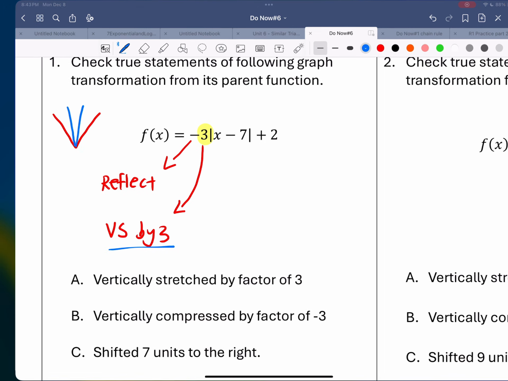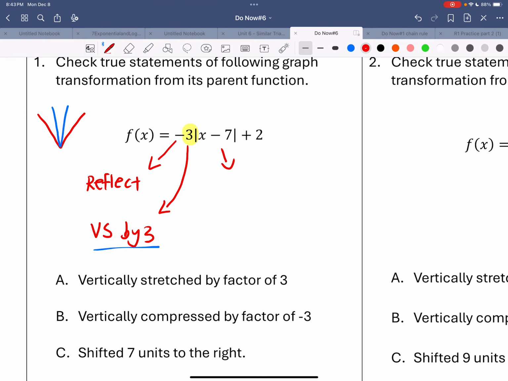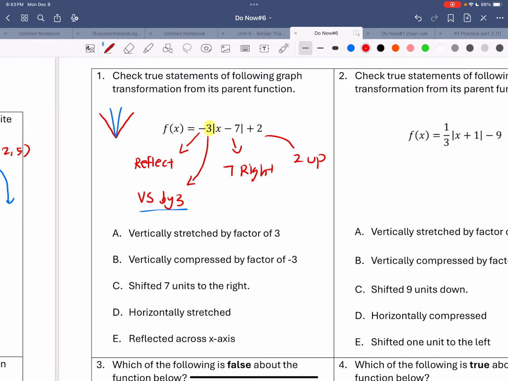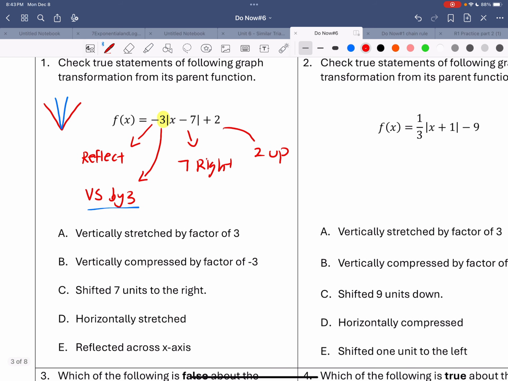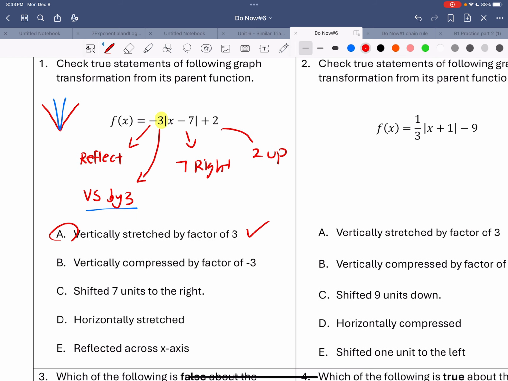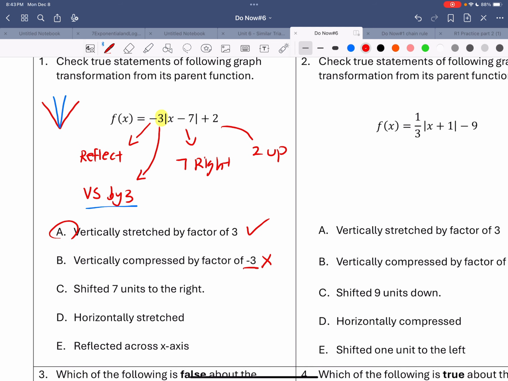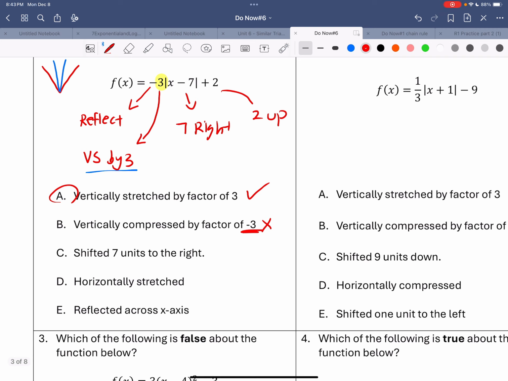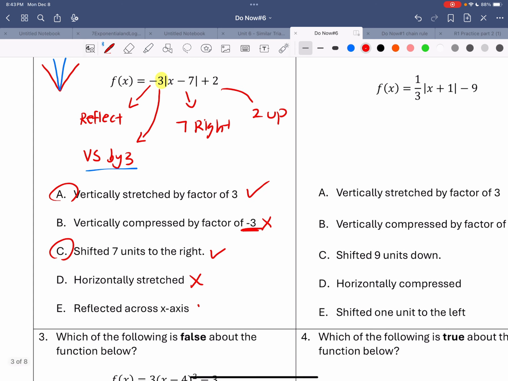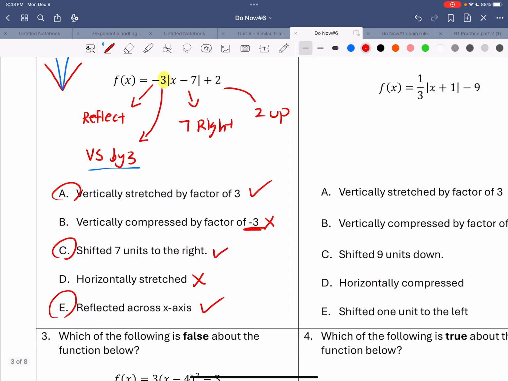After that, minus 7 means 7 units to the right, and plus 2 is 2 units up. So which of these are true? Vertically stretched by a factor of 3, that's true. Vertically compressed, nope, it's not negative 3. Again, negative has nothing to do with stretch or compress, it's just a reflection. 7 units to the right, that's also correct. Horizontally stretched, nope, it's not horizontal. Reflect across the x-axis, that's correct.